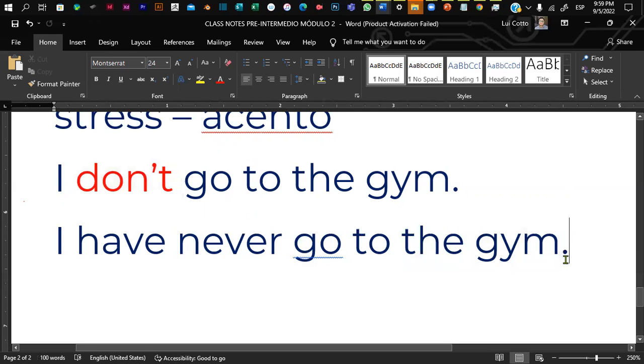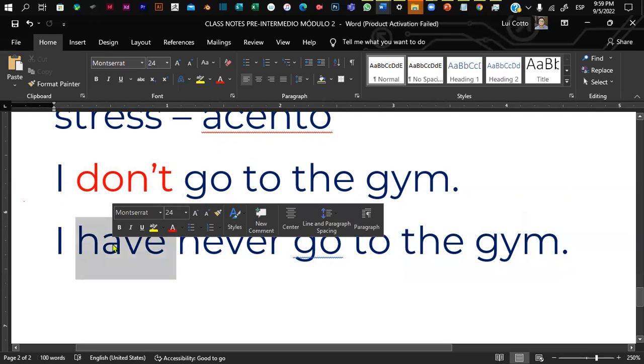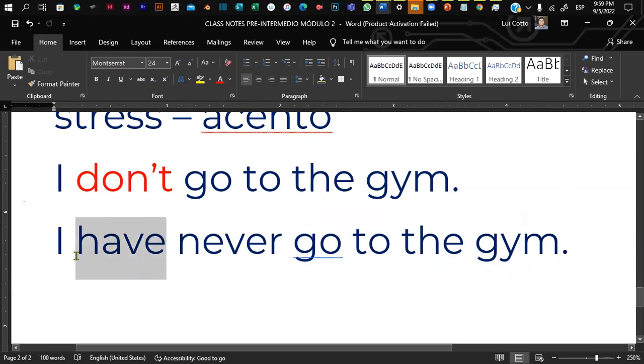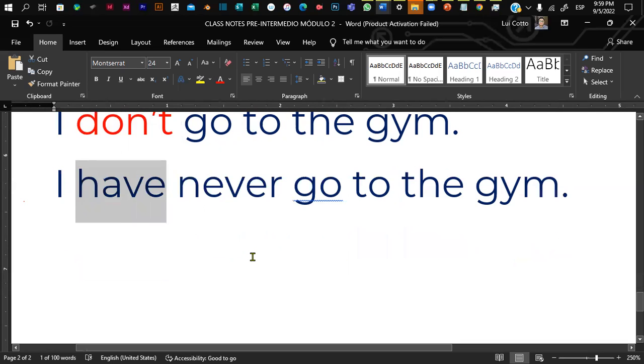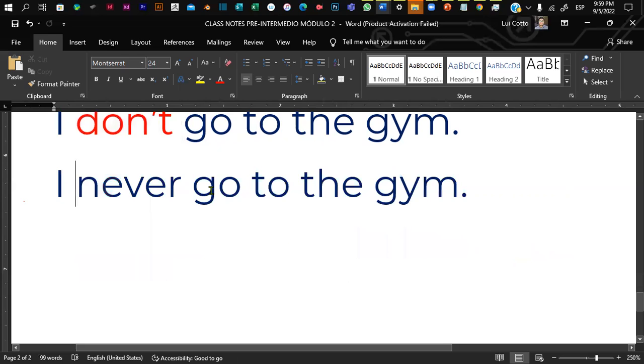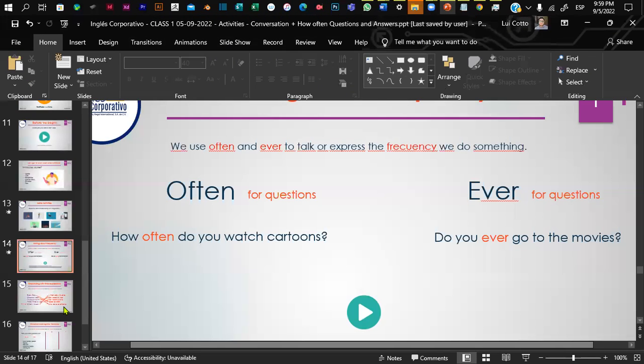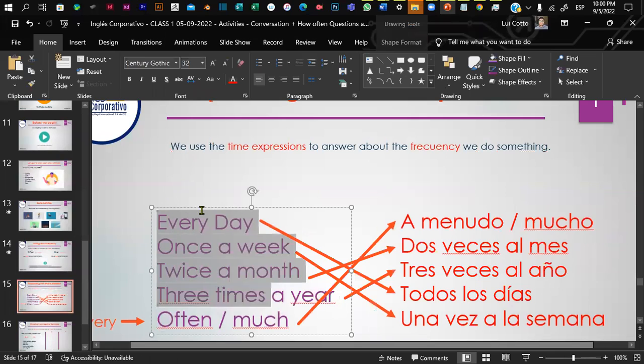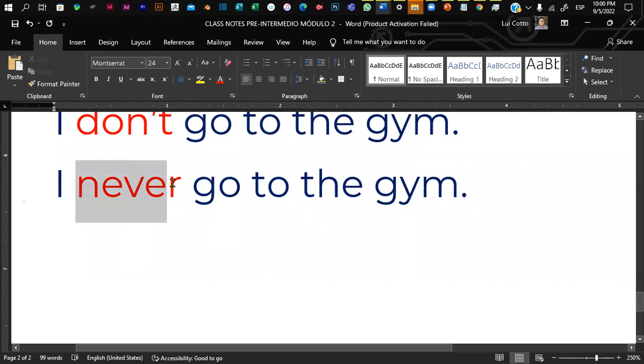That is correct. Another way, otra forma. I delete have. I don't need to have. No necesito have ahí. I never go. I never go to the gym. And never is another frequency; tomorrow we are going to study adverbs of frequency. Today the time expressions, but tomorrow we are going to practice with adverbs of frequency. Okay, second way.